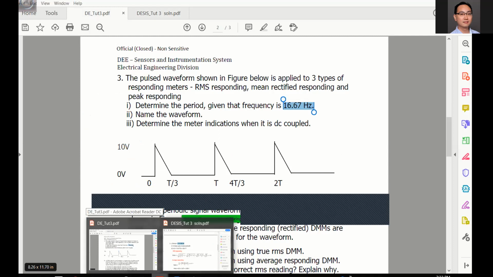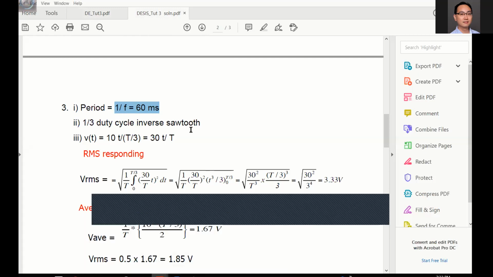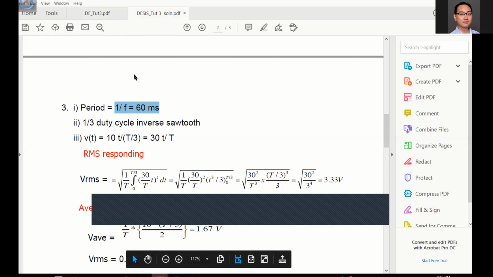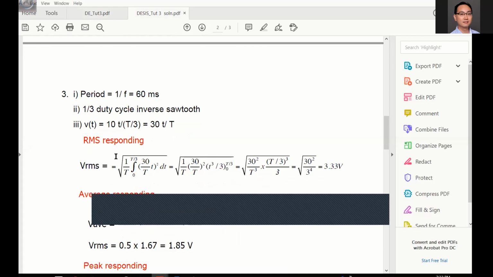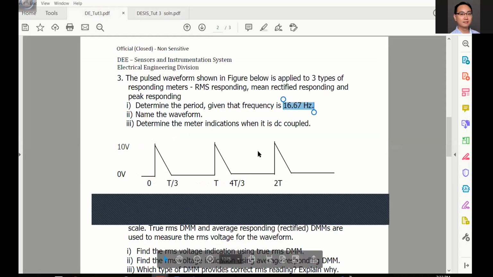1 divided by 16.67, 60 hertz. Oh, sorry, the period. Wait, you are given the frequency. Sorry, you calculate the period. You're already given the frequency. Frequency is 16.67, right? So you take the inverse of the frequency to give you the period of the signal. Okay, then you can do the rest.